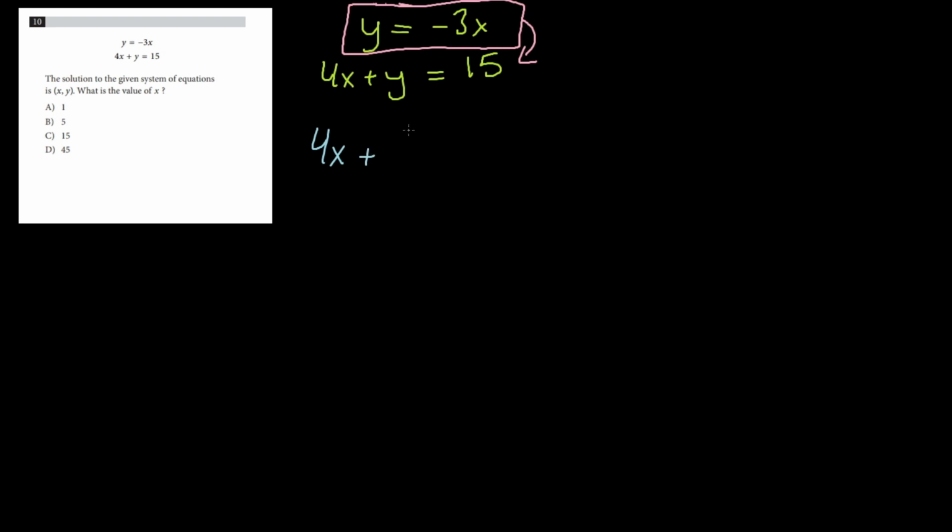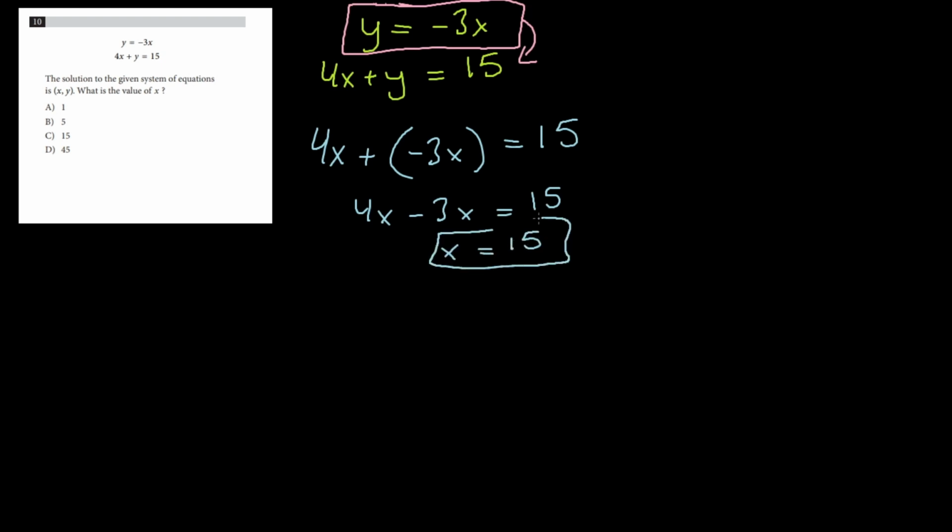So instead of y, we're going to get negative 3x, and then our 15 is unchanged. So now we have 4x minus 3x is equal to 15. So we get x is equal to 15. So the answer should be C.